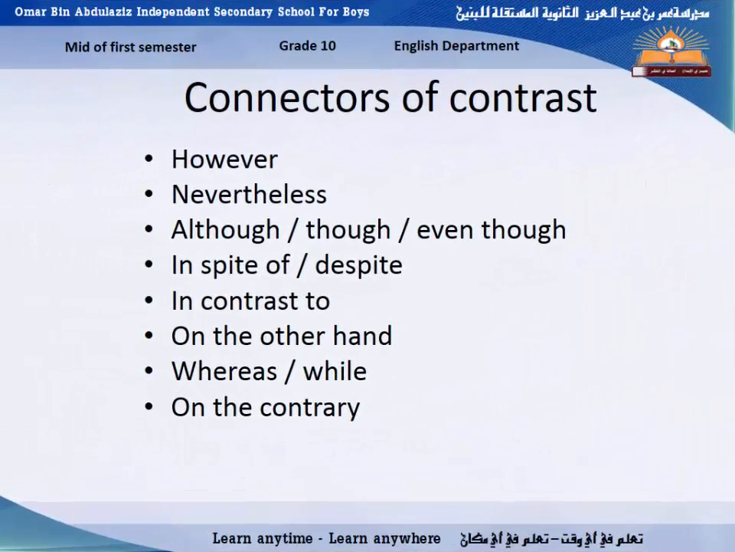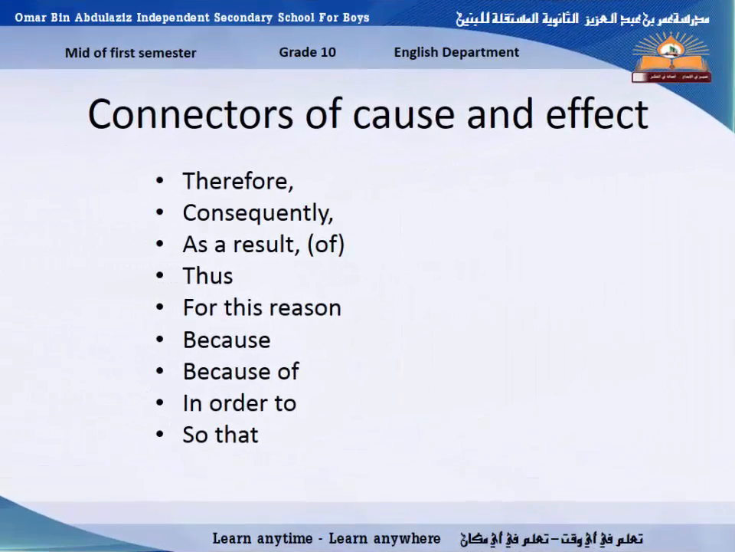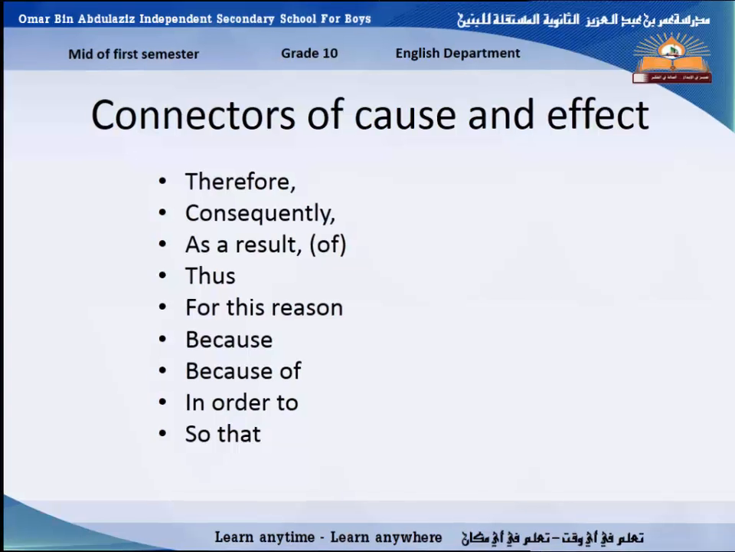Connectors of contrast: however, nevertheless, although, though, even though, in spite of, despite, in contrast to, on the other hand, whereas, while, on the contrary. Connectors of cause and effect: therefore, consequently, as a result, or as a result of, thus, for this reason, because of, in order to, so that.